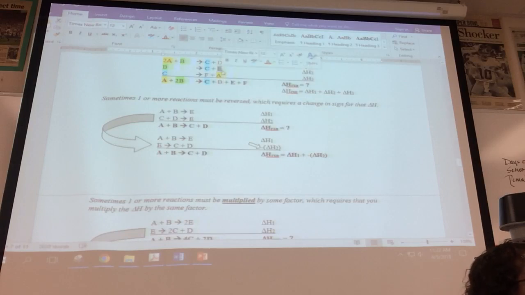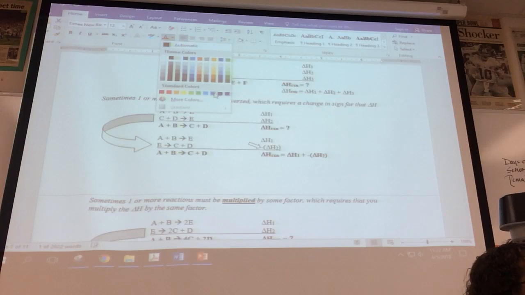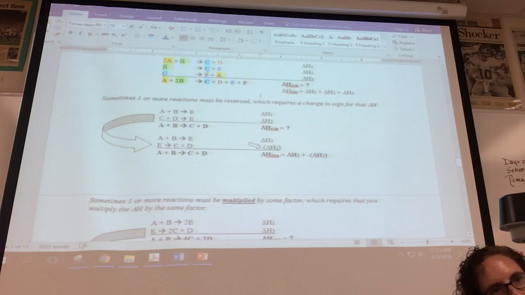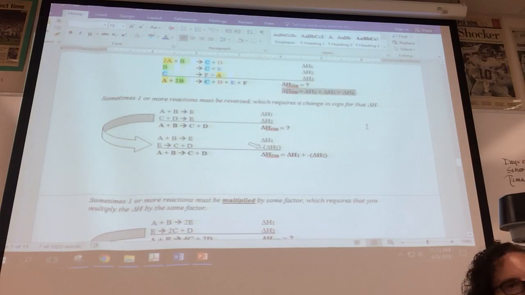I've got an E. And I've got an F here and here. So when I add these three equations together, I've got my net equation, which means to find this delta H, all I need to do is add up their individual delta H's. So if you can sum the equations to equal the net, you can sum their individual delta H's.